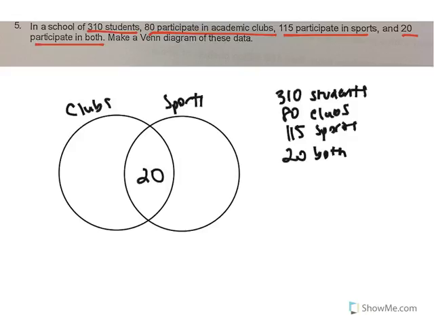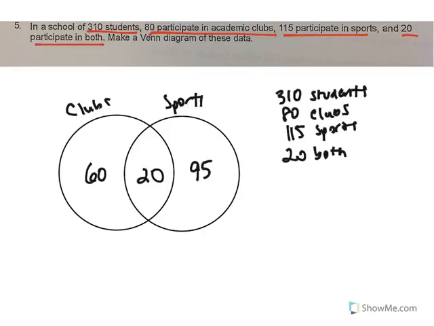Okay? So we have 20 in both because we always want to start in the middle. And then we have 80 that are in clubs. 80 total need to be in this circle. Therefore, this needs to equal 60. This is so that way we don't double count the students that are in both. We have 115 students that are in sports. So 115 needs to be the total in this circle. So I'm going to do 115 minus 20. That's going to give me 95. So I have 95 students that are in sports only.